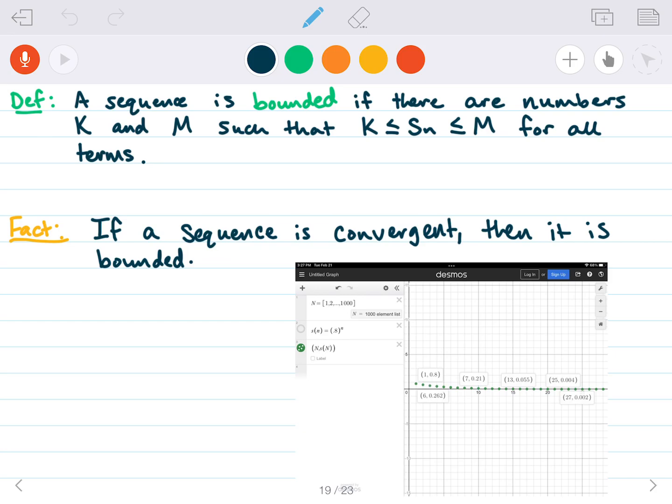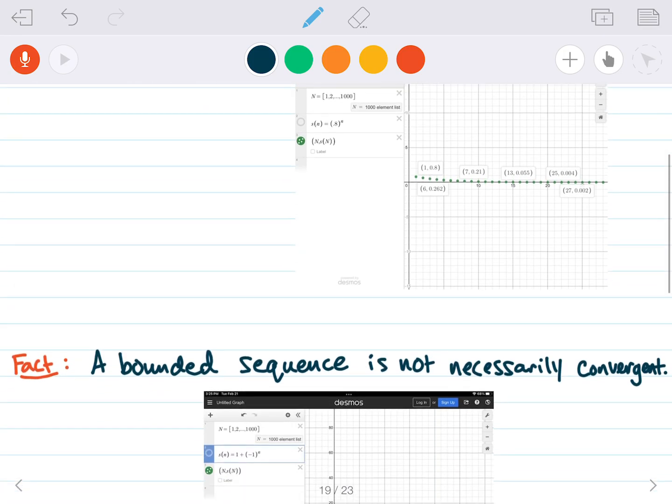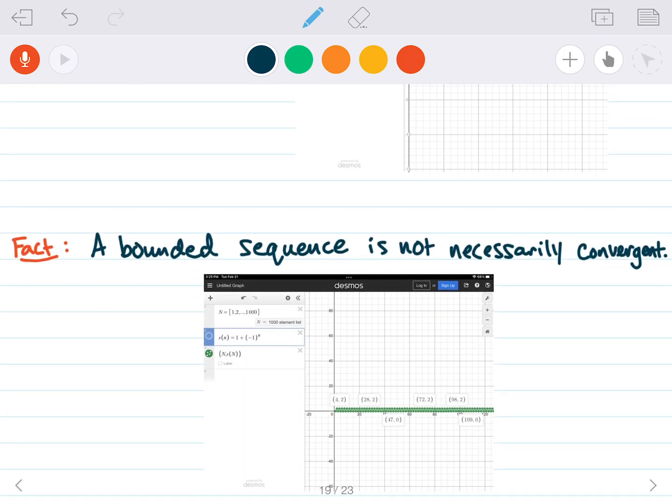Let's talk about some definitions. We call a sequence bounded if there are numbers k and m such that the sequence is between these numbers forever and ever, okay? So a fact is that if a sequence is convergent, then it is bounded. But the converse doesn't hold. So a bounded sequence is not necessarily convergent.